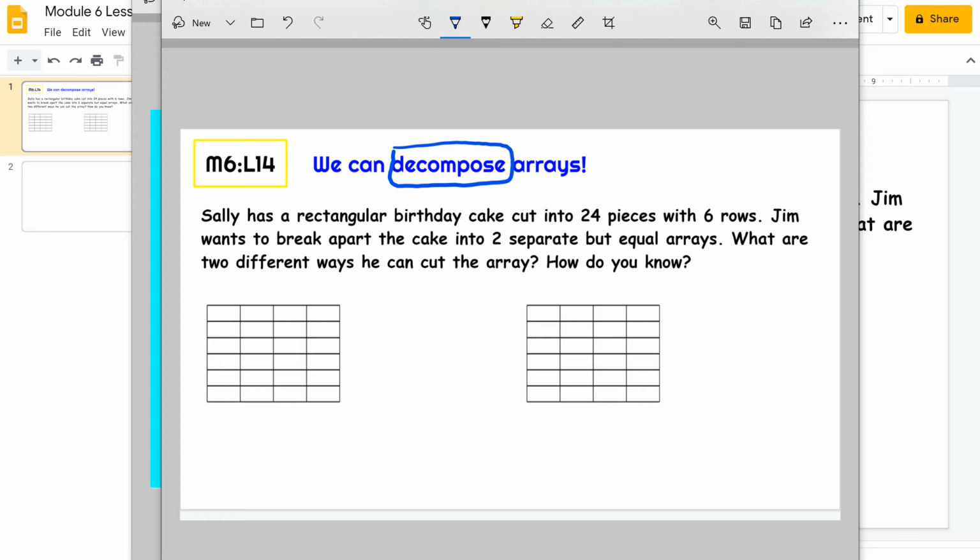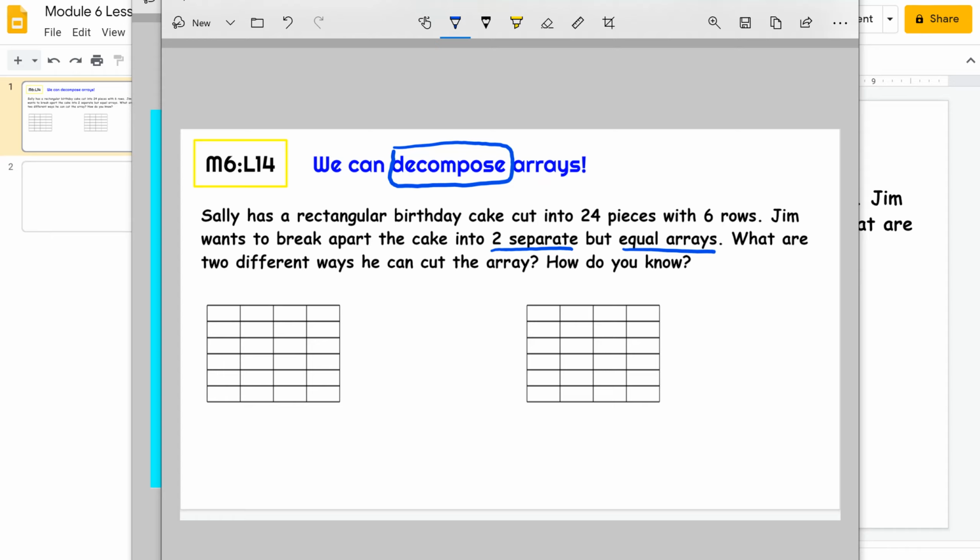Sally has a rectangular birthday cake cut into 24 pieces with 6 rows. So here you'll see I have the rectangle set up already. So each one has 6 rows going across. Jim wants to break apart the cake into 2 separate but equal arrays. So we need to figure out a way to have 2 separate but equal arrays. What are the 2 different ways that he can cut the array?